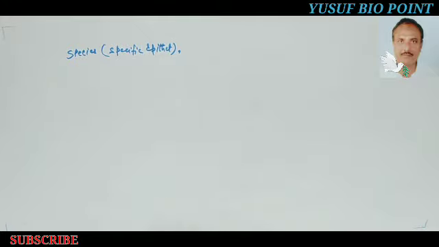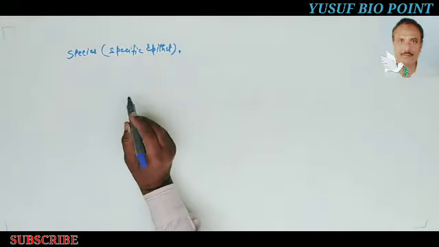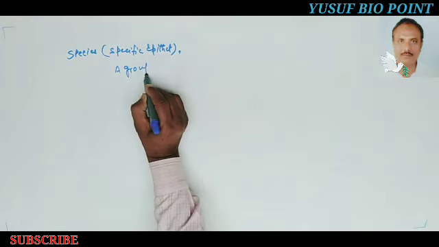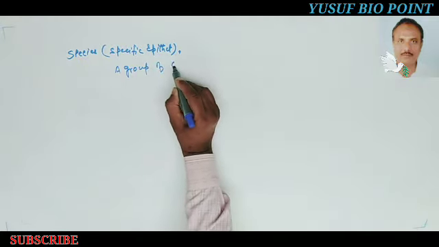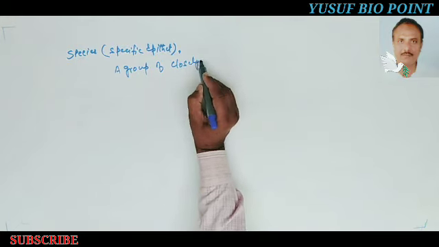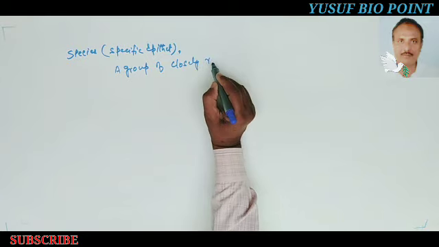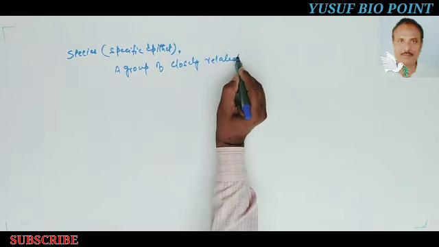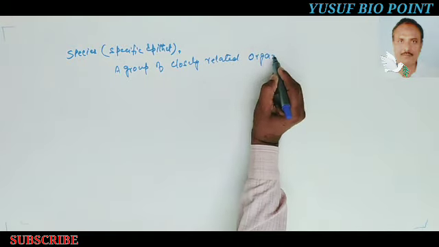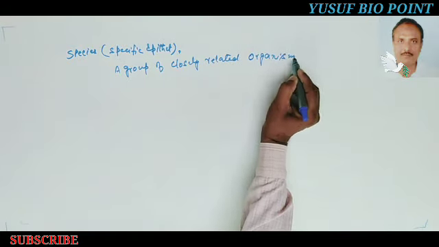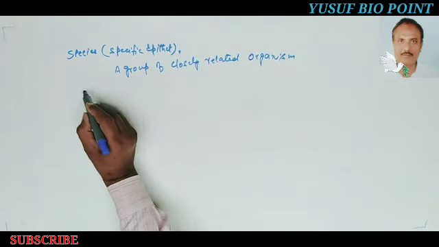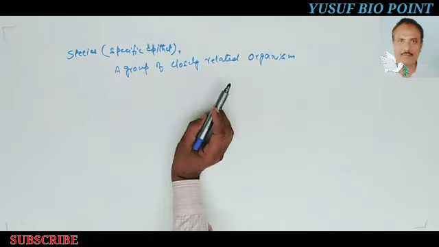Now what is the species? A species is a group of closely related organisms.